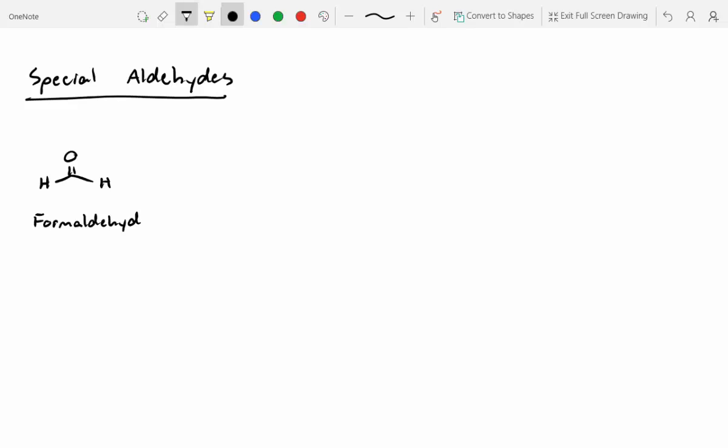Does anybody know what formaldehyde's used in? Yeah, you can use it to preserve biological tissues. It's also used in particle board. So anytime you get particle board or those desks made of that compressed material, there's formaldehyde in there acting as a binding agent.